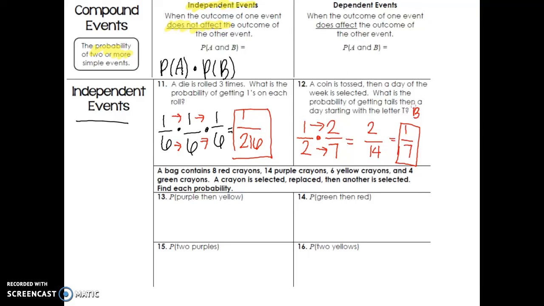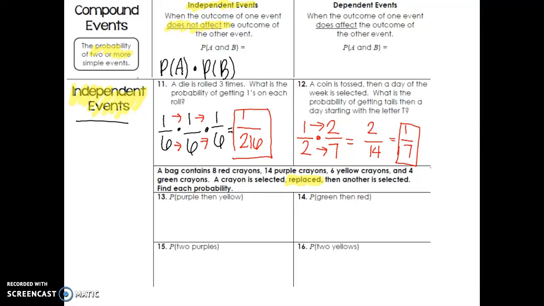So let's look at this next problem. So this next problem says a bag contains 8 red crayons, 14 purple, 6 yellow, 4 green. A crayon is selected, replaced, then another is selected. Find each probability. I want you guys to either box or highlight the word replaced. That's going to be one of those independent event kind of keywords. So what they're saying is you have this bag of crayons, right? You take a crayon, but you put it back. That means nothing has changed for the second or the third probability that you want. That's why it's an independent event. And usually you're going to see replaced, and you will be doing independent events.